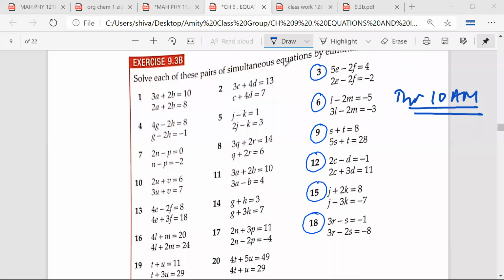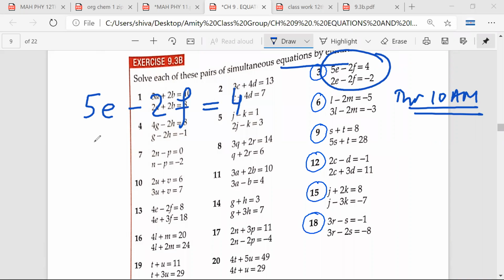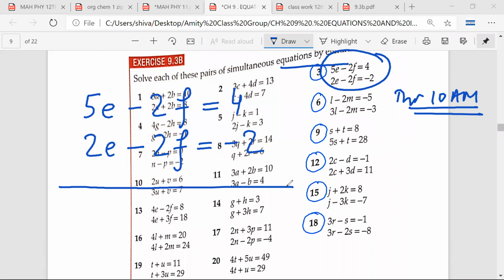So see, again, these equations have to be solved by elimination. Now, when you look at an equation like this, you understand that if you want to solve this equation by elimination, what you need to do is subtract the two equations. So am I right? Yes. Okay. Now my request to you would be to follow this procedure that I am telling you.